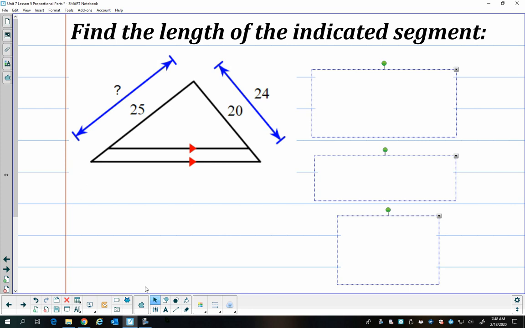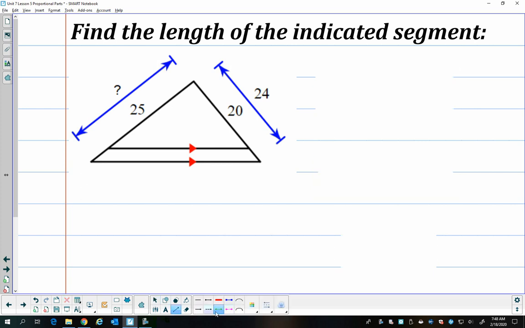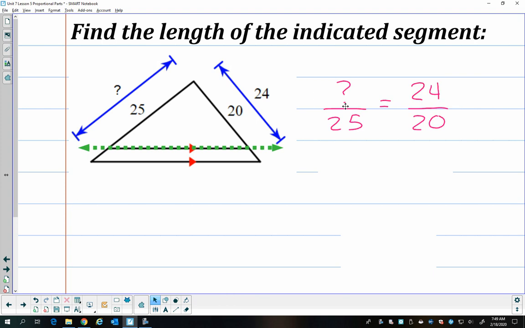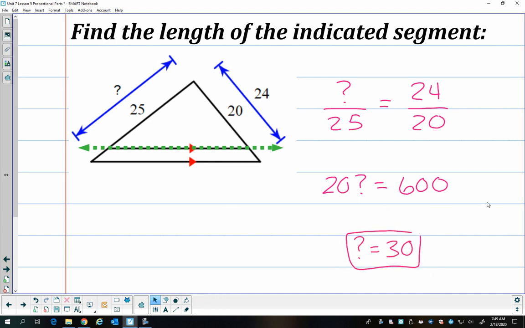So here I have my side-splitter theorem, and I'm going to extend that parallel line that goes through the middle. This might be a little hard to see, but this question mark is supposed to be telling you how long this whole side is, and 24 is supposed to be telling you how long this whole side is. So we don't know these little pieces below that parallel line through the middle, but we can relate the whole side to the piece above the line, and the whole side and the piece above the line. So question mark over 25, 24 over 20, and we solve the proportion.